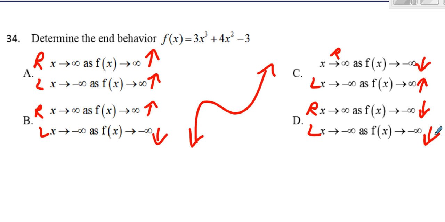So you're just looking to see which one of these matches what the graph's going to look like. The graph is going to look like this. If you didn't know that, you can type it in on your calculator and graph it and know what it's going to look like. So the right side should be going up, and the left side should be going down. Right, up, left, down, that's B. You just have to know that x goes to infinity is right, x goes to negative infinity is left. Positive infinity is right, negative infinity is left.